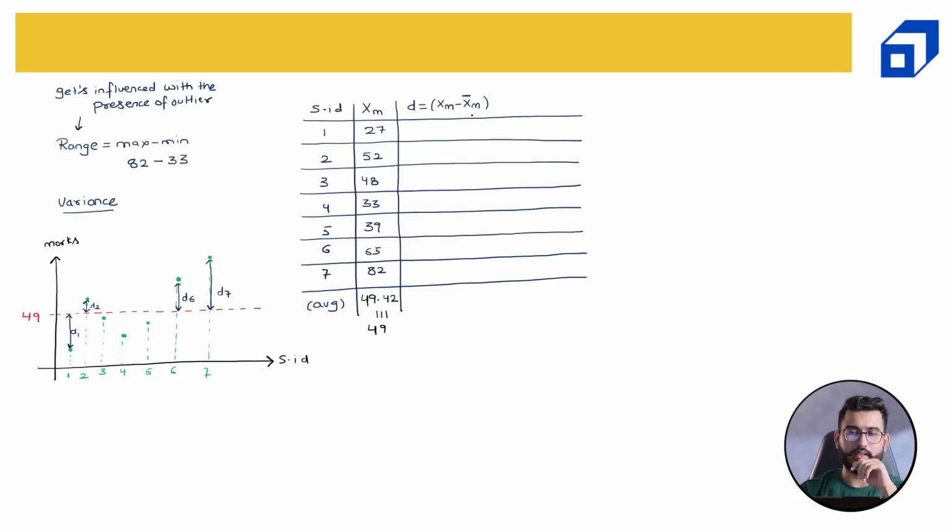I hope you guys remember. If I put a bar on a variable, it becomes the average. So this is my average marks, which is 49. So 27 minus 49, that will be my D1. 52 minus 49. 48 minus 49. 33 minus 49. 39 minus 49. 65 minus 49, and finally 82 minus 49.